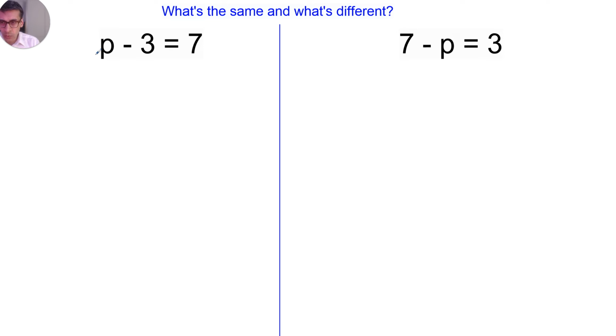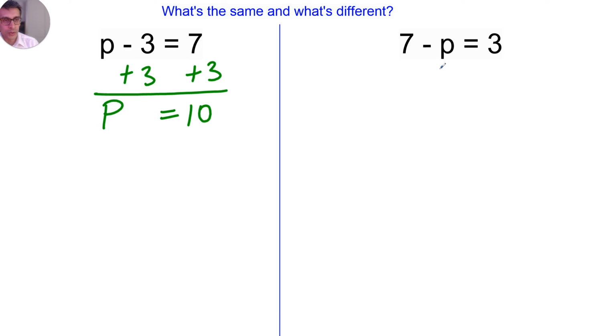So when the variable is positive, like the question on the left, we can just add 3 to both sides. And then we can say p is equal to 10. When the variable is negative, there's a couple of things we can do, and we're going to look at those methods later on, but I'm just going to show you one example of how we might solve this.